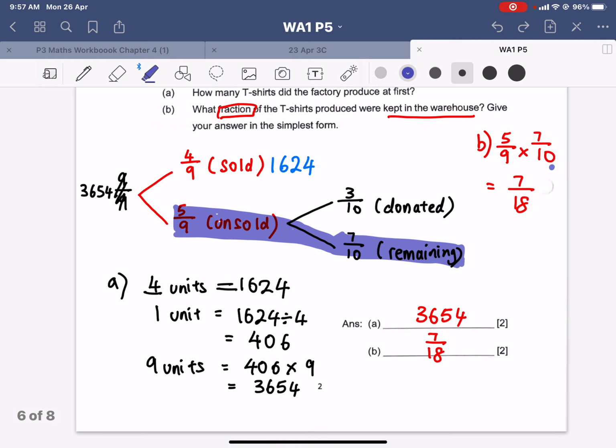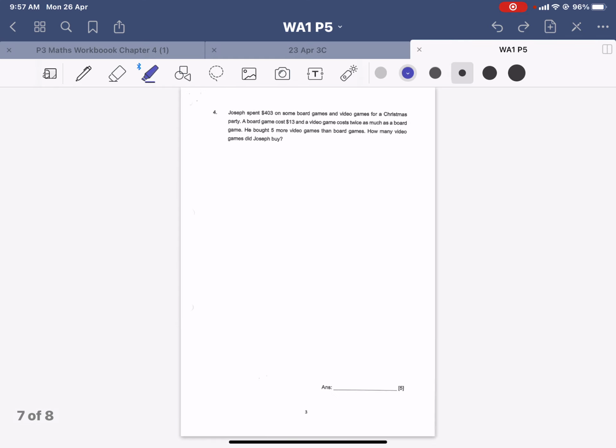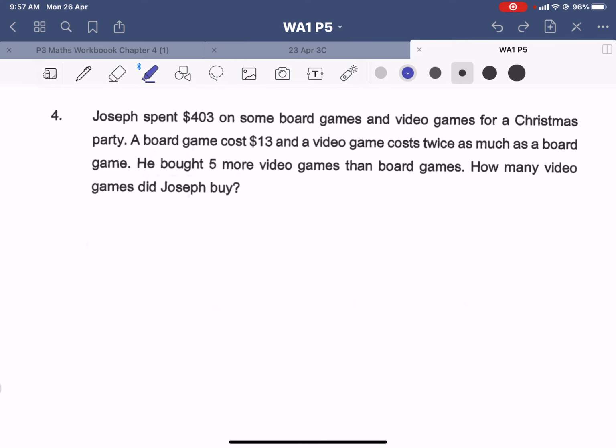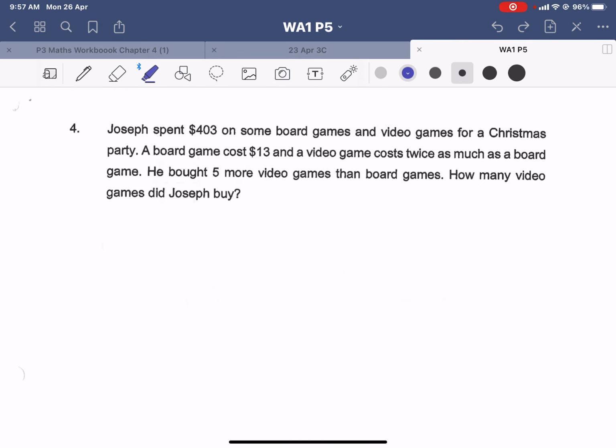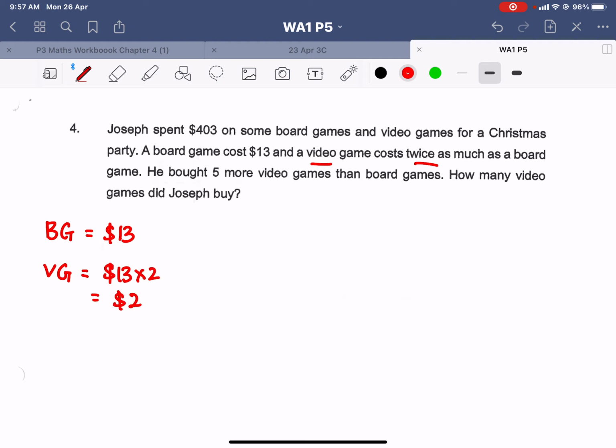Okay, question number 4. Okay, we are reaching the end. Question number 4. Joseph spent $403 on some board games and video games. Okay, the board game costs $13. So let me write out all the information. The board game, I put it in short form, costs $13. Now the video game is twice as much. So the video game is twice more expensive, right? 13 times 2 is $26.